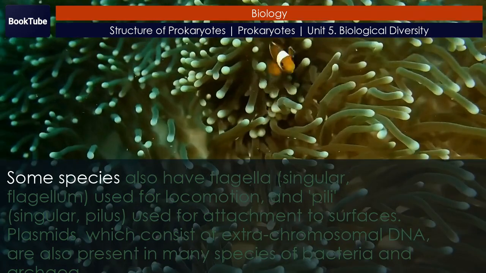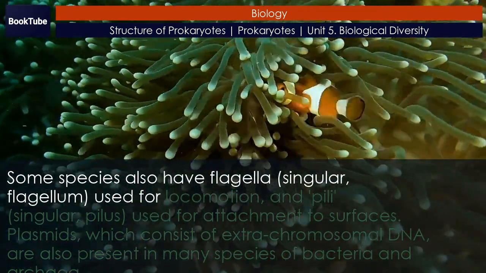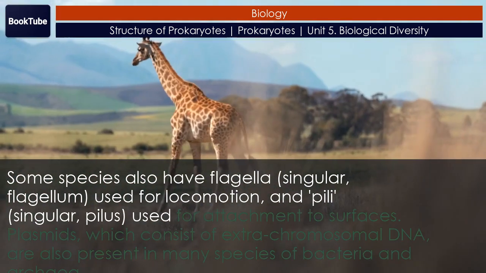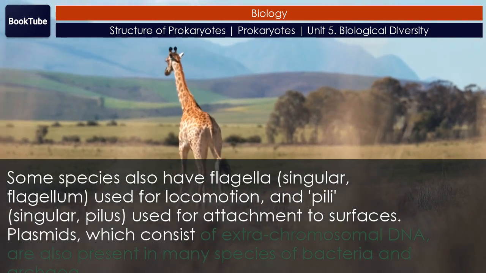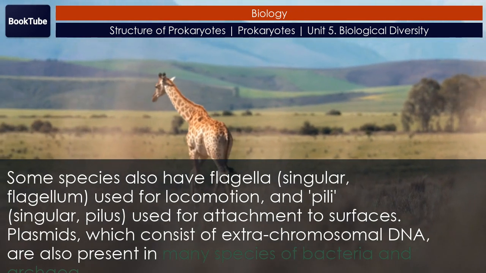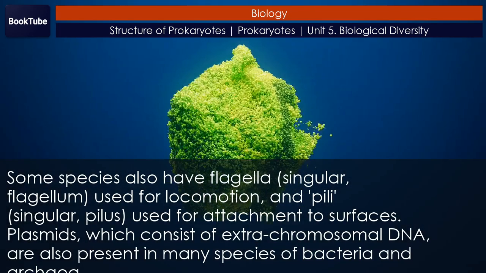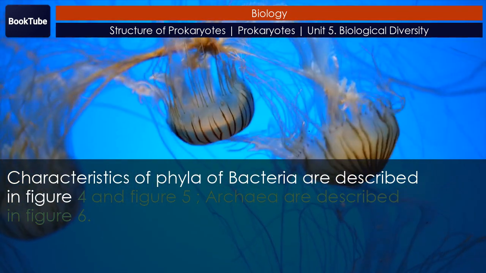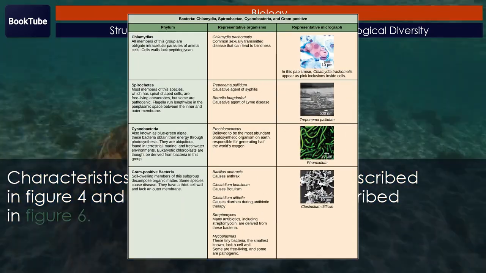Some species also have flagella, singular flagellum, used for locomotion, and pili, singular pilus, used for attachment to surfaces. Plasmids, which consist of extrachromosomal DNA, are also present in many species of bacteria and archaea. Characteristics of phyla of bacteria are described in Figure 4 and Figure 5. Archaea are described in Figure 6.